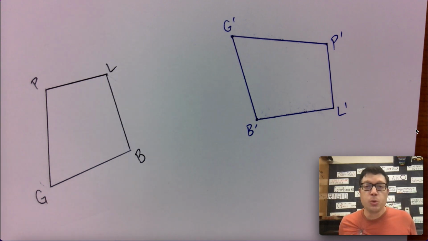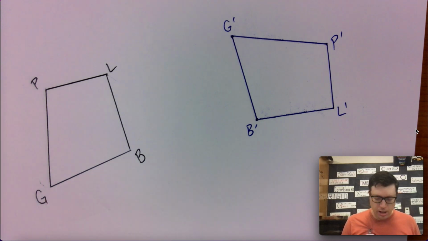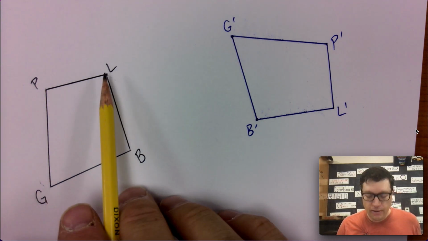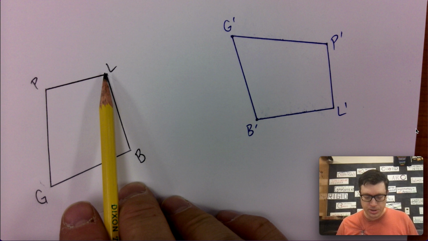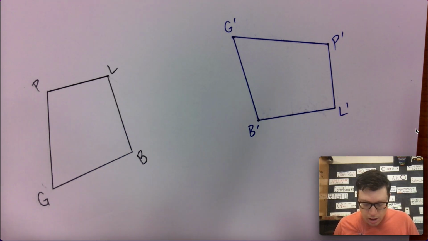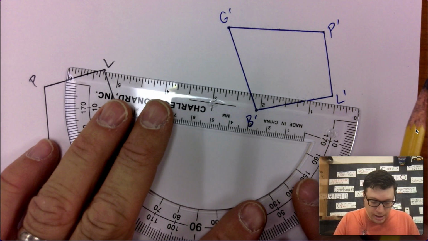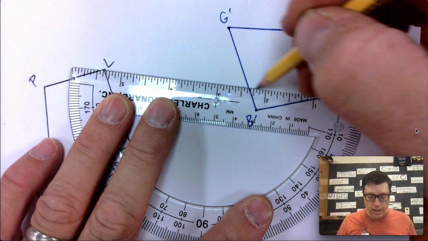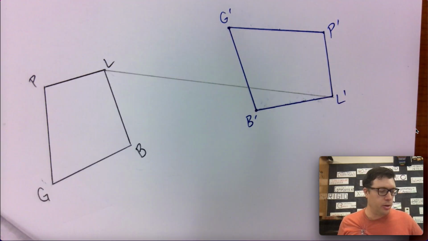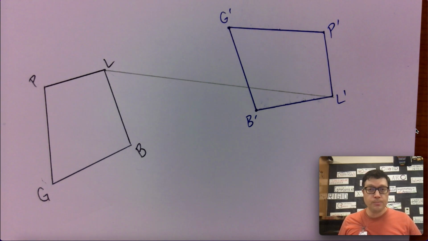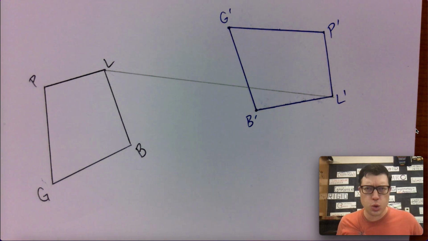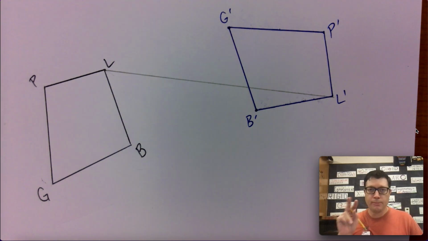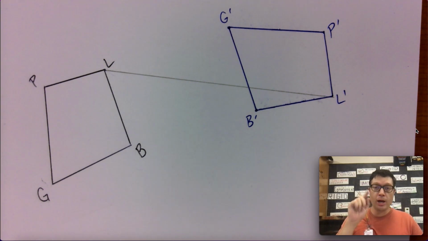Now, to set this up, we're going to draw a line from one corner of the shape to its matching corner on the other side. So I'm going to draw along this line right here. I figure L to L prime, just because it's kind of in the middle. And then we're going to do this twice. We need to do two of what I'm showing you right now. So I'm going to go L to L prime, and then I'm going to go B to B prime.